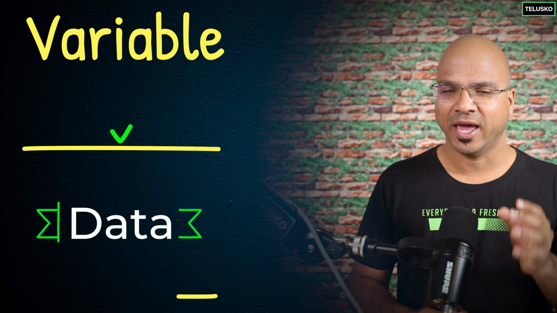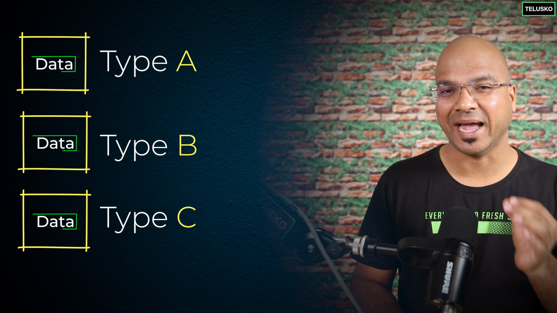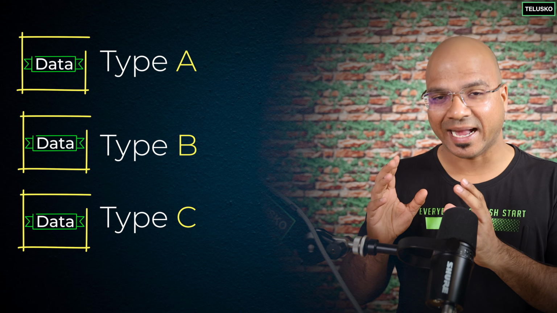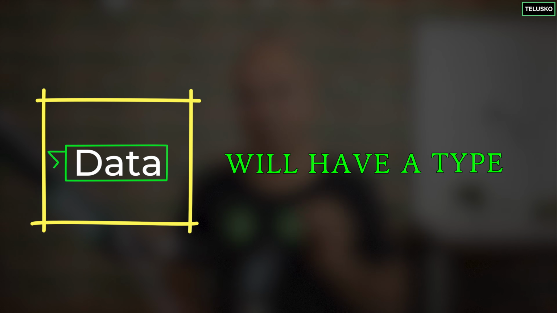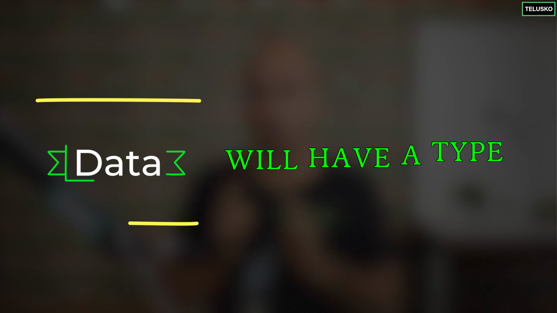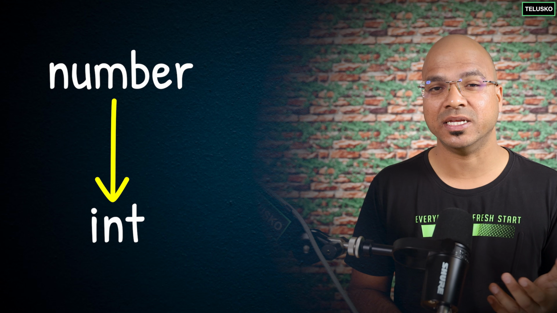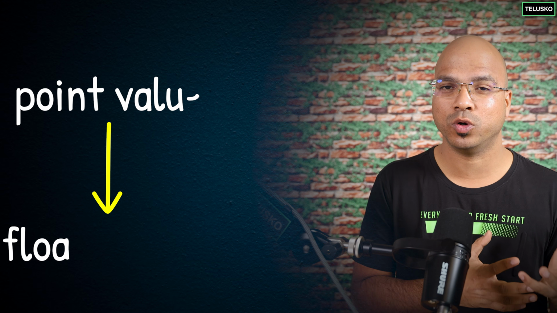The problem is every box needs to have a type. Of course, there are dynamically typed languages where you don't actually mention the type for the variable, but in general, this box will have a type. So that means if you want to store the data, you need a box, which is your variable, and this variable also needs a type. Now, for example, if you want to store a number, we can use something called an integer. Or if you have any floating point values, you can also use float or double.